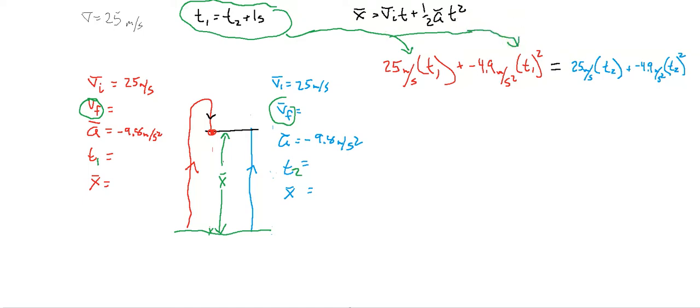So what will this side of the equation look like? This side will look like 25 meters per second times time 1, but now it's going to be times 2 plus 1 second, plus a negative, so minus, I'll leave it plus a negative 4.9 meters per second squared. And then it's time 1 squared. Well, time 1 equals time 2 plus 1 second.